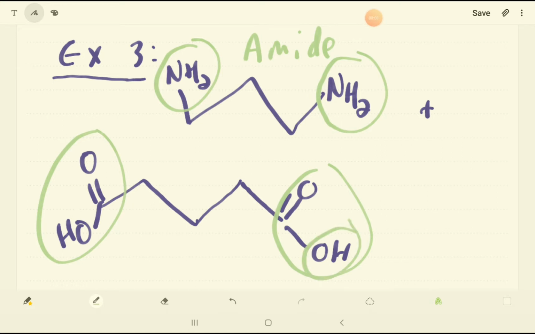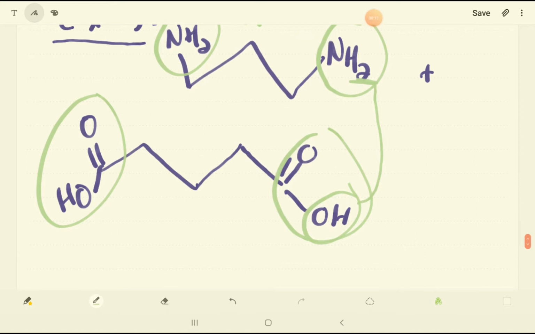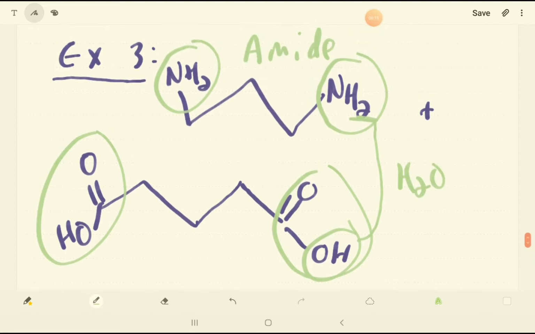You'd have the OH from the carboxylic acid react with the hydrogen from the amine on this side, and that would make water. And they would bond. There would be an available bond over here at this carbon site and an available bond over here at the nitrogen site, and they would be bonded in the same way, and you would still have water produced.